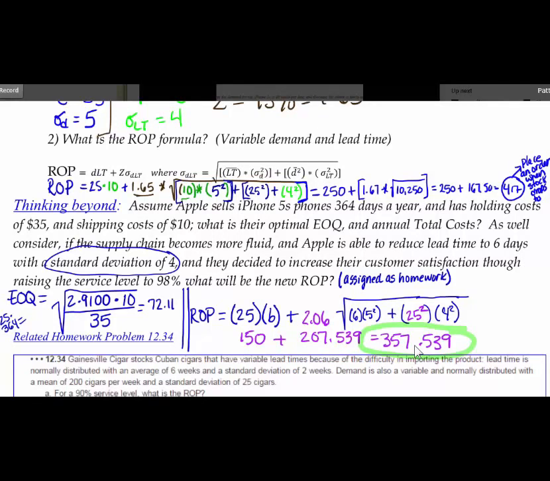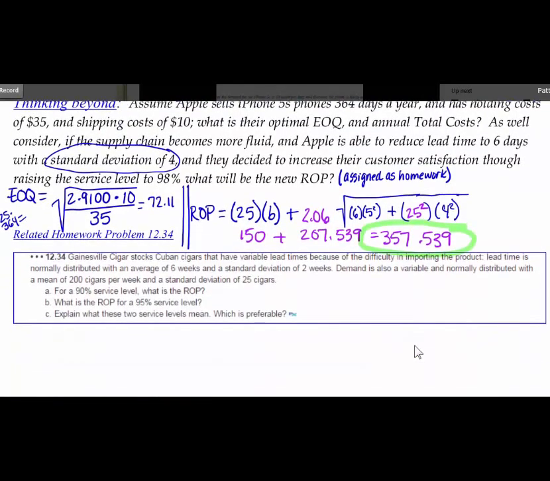Furthermore, I'd like you to do this problem here as homework, and we can talk about this stuff in class on Tuesday. All right, see you soon.